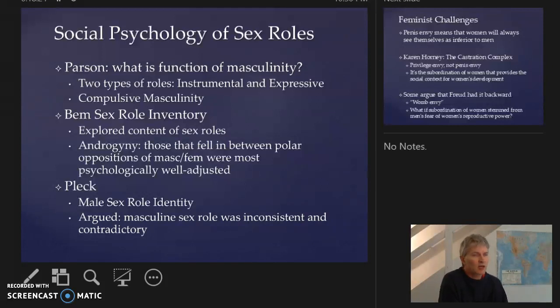We can also talk about the Bem Sex Role Inventory, which explored the content of sex roles, and then started to talk about the concept of androgyny, and those that fell in between the polar oppositions of masculine and feminine were essentially the most psychologically well-adjusted. That's those males in touch with their feminine side, and those females in touch with their male sides. And Pleck, of course, talks about male sex role identity and argued that the masculine sex role was inconsistent and contradictory.